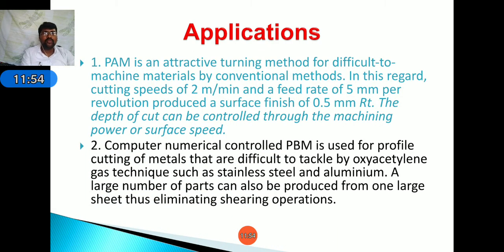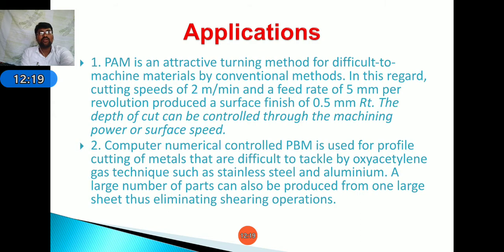Next, computer numerical controlled PAM is used for profile cutting of metals that are difficult to tackle by oxy-acetylene gas techniques, such as stainless steel and aluminum. A large number of parts can also be produced from one large sheet, thus eliminating shearing operations. By using this process, we can cut.